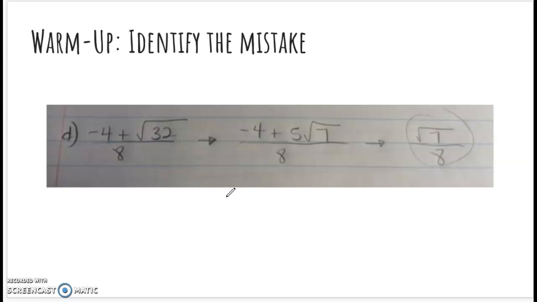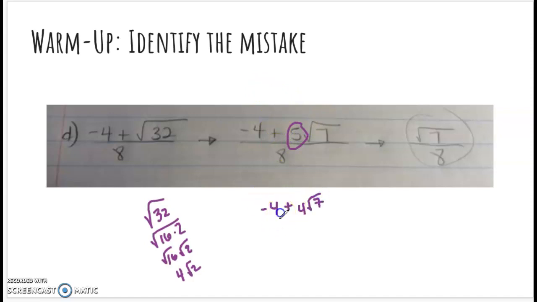So let's see here, 32 divides by 16. 32 becomes 16 times 2, and the square root of 16 is 4. So this should have been the number 4. So it should have been negative 4 plus 4 square root of 7 over 8. And then from there, they really can't do much because we don't have the same label, so we kind of just have to leave it as is.